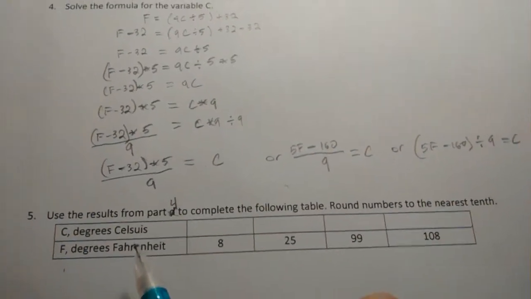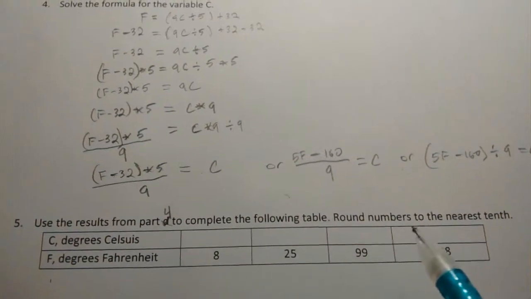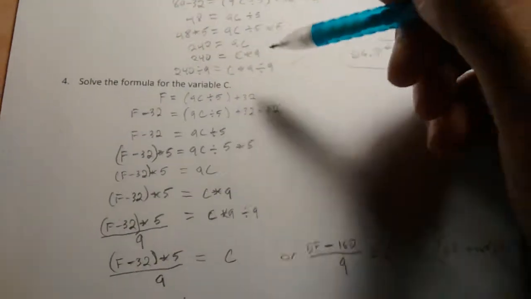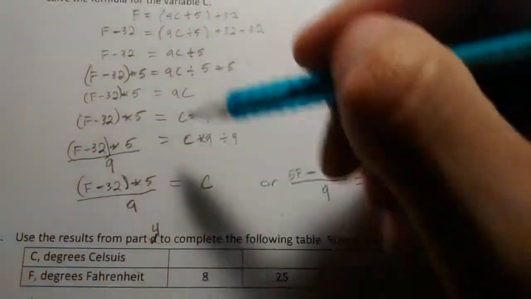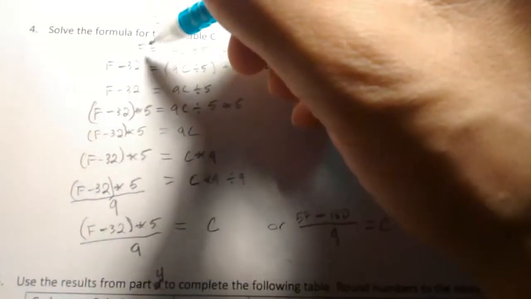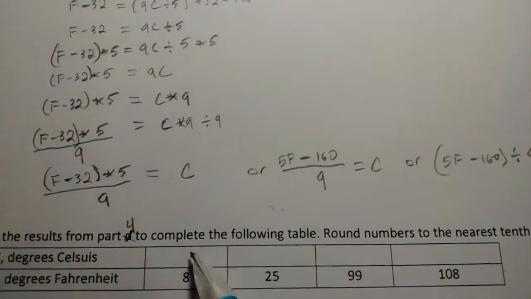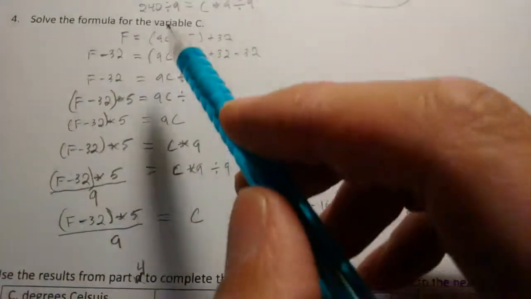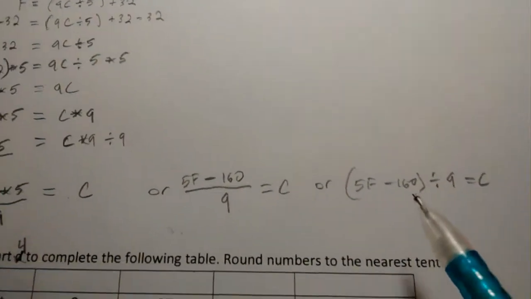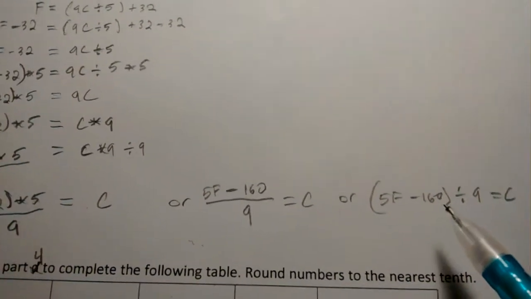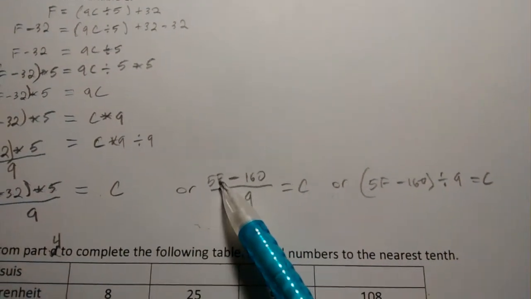Well, this table is giving us a host of Fahrenheit degrees, and we want to find corresponding Celsius degrees. If we used our original formula, we'd have to plug in 8 there, 25 there, all of these values into here, and then go through this same algebra to find the corresponding Celsius degrees. But we did the algebra once, and now we can use either one of these equivalent forms of our new formula, which really gives us C values for a given F value.